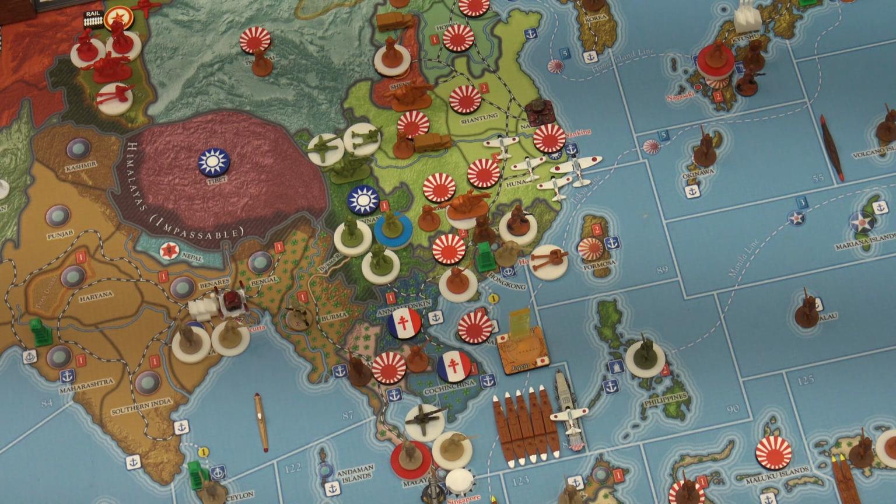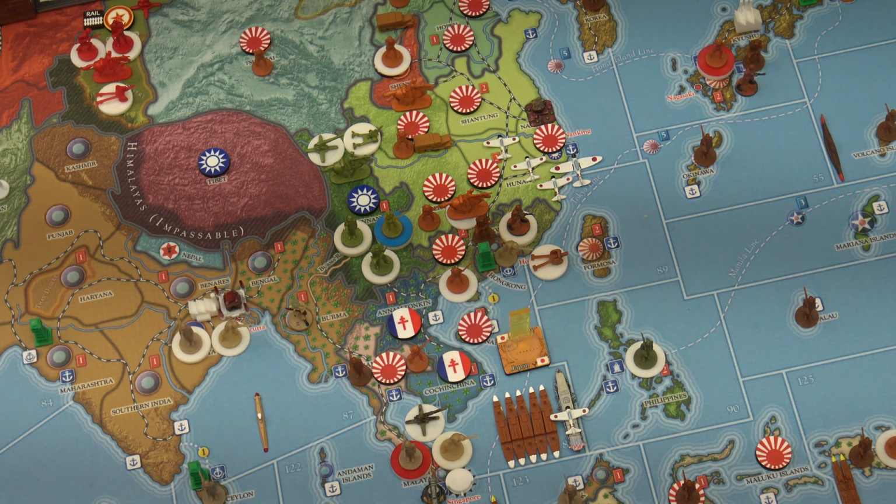The sequence of Lend-lease is during the production phase, you declare your Lend-lease, and during the place units and collect income phase, you deliver that Lend-lease. So let's start off talking about declaring Lend-lease. If you want to see the rules for this, it's 7.9 on page 32. So you have two choices.